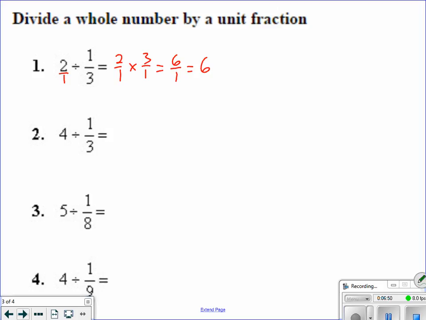We've got 4 divided by 1/3. Again, I can think of that 4 as 4 over 1. So I keep the 4 over 1. I change the division to multiplication, and I have to flip the second fraction. So it becomes 3 over 1. 4 times 3 is 12. 1 times 1 is 1. 12 divided by 1 is 12. So again, pause the video here for a second. Try numbers 3 and 4 on your own. Then when you play the video again, you can check to make sure that you understand what you're doing.